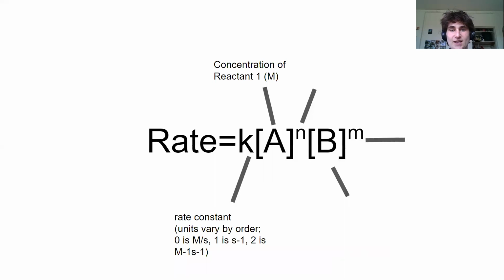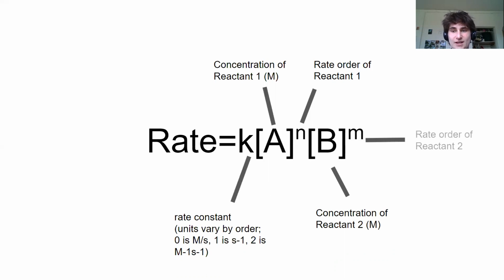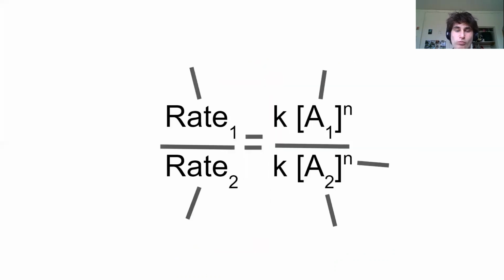A is the concentration of reactant 1 in molar. N is the rate order of reactant 1. B is the concentration of reactant 2 in molar. And M is the rate order of reactant 2.